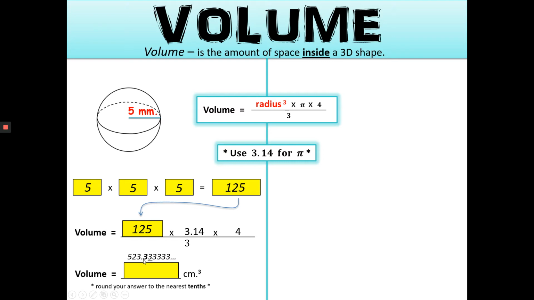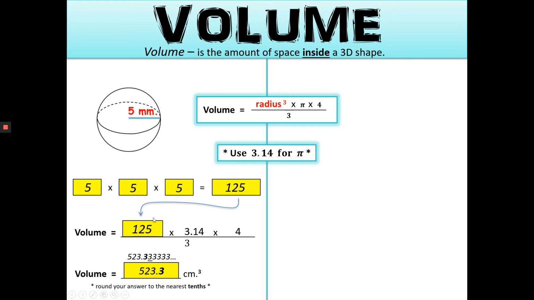Remember, we're going to round all of our volume answers to the nearest tenths place. The tenths place is the first decimal place, the first number after the decimal point. But we need to look at the hundredths place, the place right next to it on the right, to see if we're going to round up or down. In rounding, it needs to be a 5 or higher to round up, and if it's a 4 or lower, you round down. Since this is a 3, it's going to round down, and all of these numbers go away. So that 3 stays a 3, and we get rid of everything behind it. The volume for this example is 523.3.